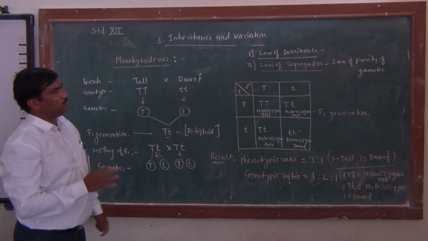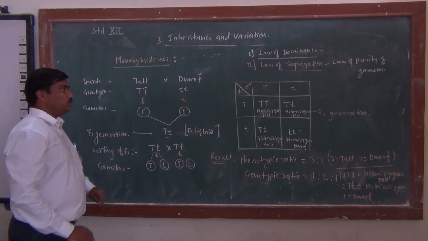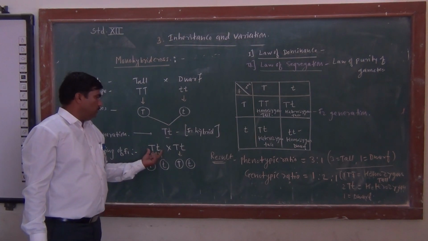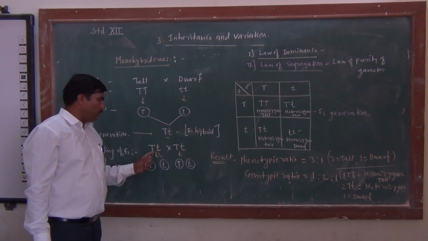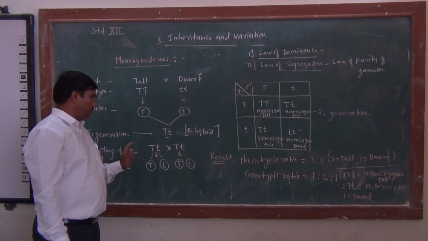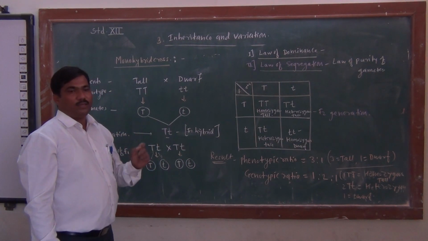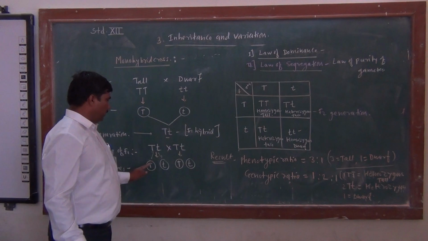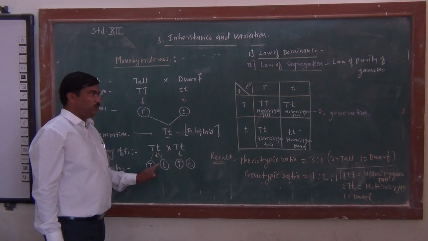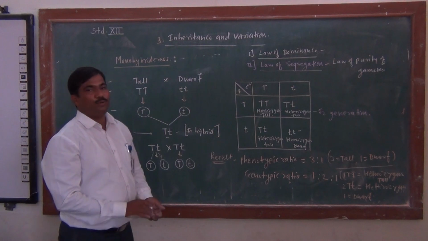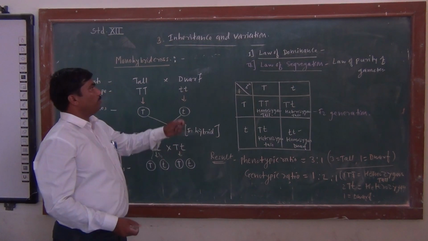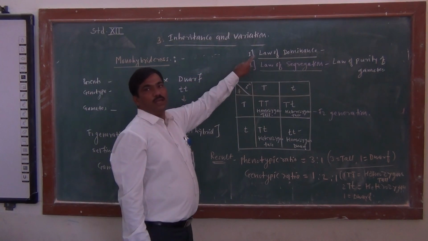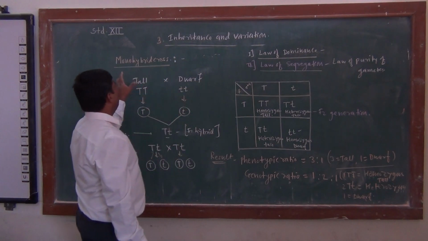Why is the law of segregation known as the law of purity of gametes? Because during formation of gametes, the alleles or factors separate from each other and enter into the gametes. Each gamete is pure, containing only one type of factor, either dominant or recessive. Therefore, it is known as the law of purity of gametes. So these two laws, the law of dominance and the law of segregation, are explained by using the monohybrid cross.